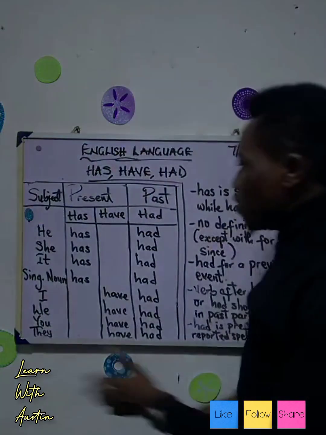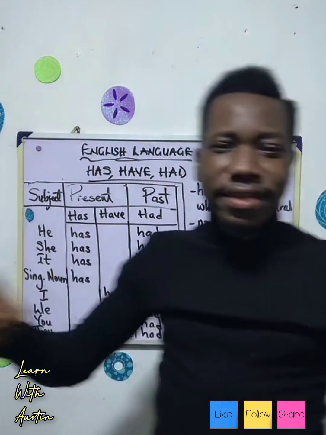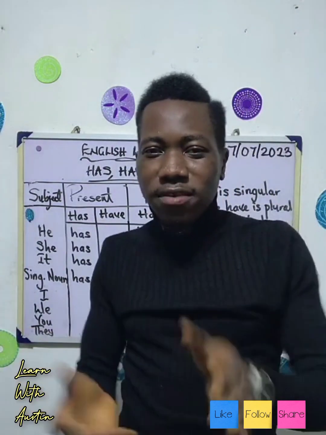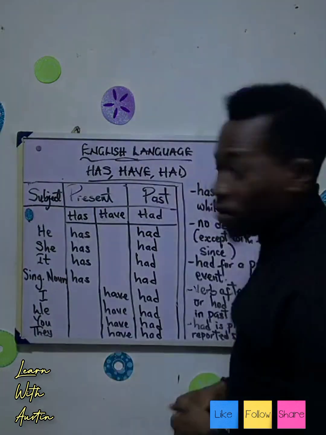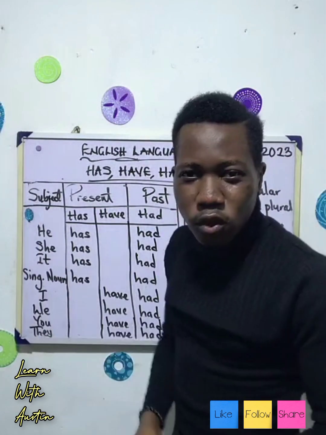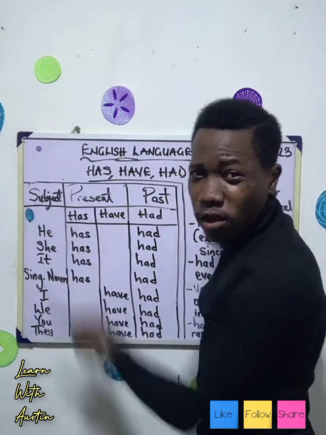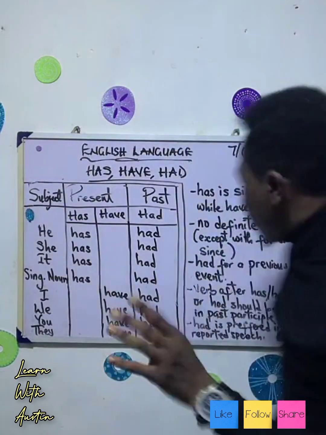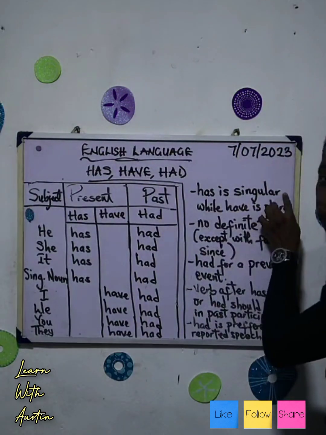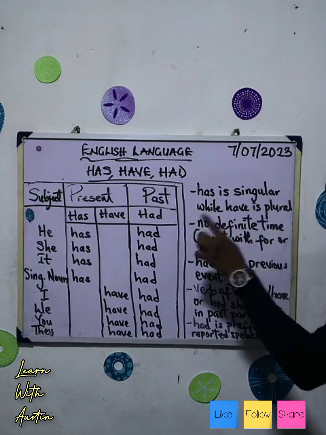So let's look at this again. The subject of a sentence is the focus of that sentence. Usually it is the first word in the first part of the sentence. The subject could be a noun, could be a pronoun, right? So when you have he, third person singular, you want to use has. This is it. Basically, has is singular, while have is plural.